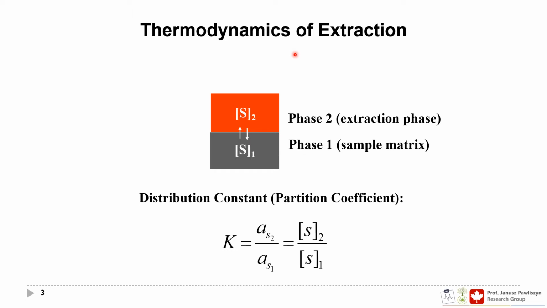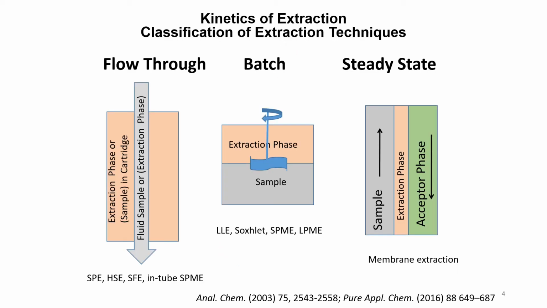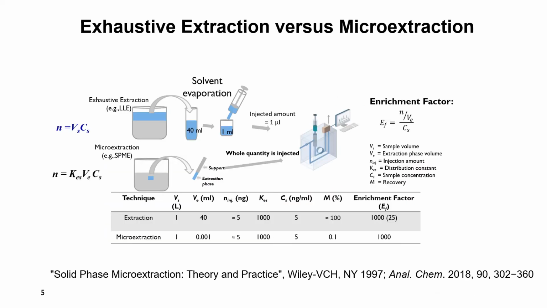Fundamentals of thermodynamics of extraction are well known from curriculum of physical chemistry, so everybody's familiar with the distribution constant. However, it's less familiar when you talk about kinetics of extraction. When I look at the different extraction methods, I discovered that you can divide them into three groups: flow-through techniques, batch techniques, steady-state techniques. Flow-through techniques can be modeled reasonably well by chromatographic principle for low-resolution chromatography, especially frontal chromatography, but what I will talk about today is batch extraction techniques.